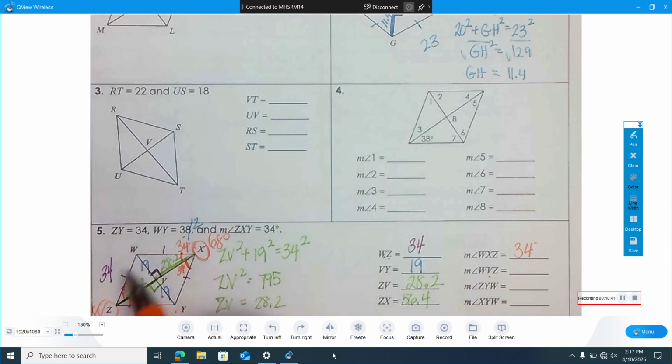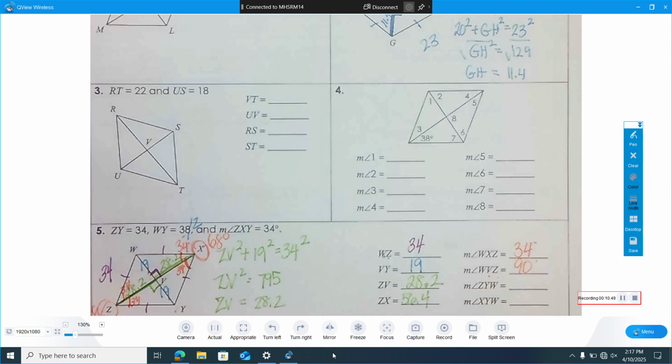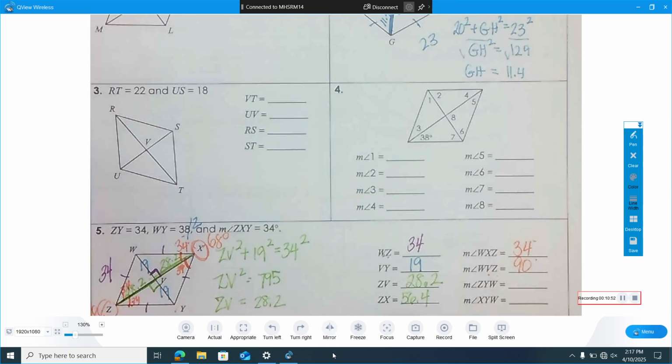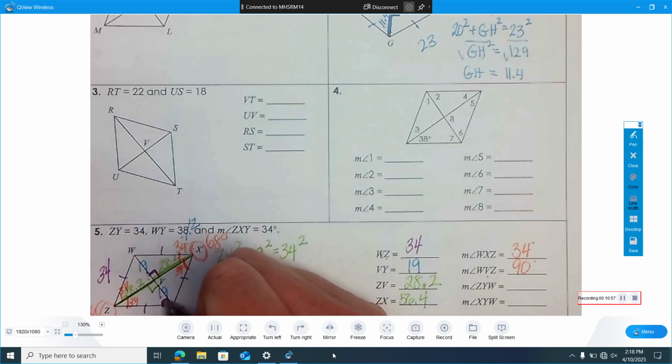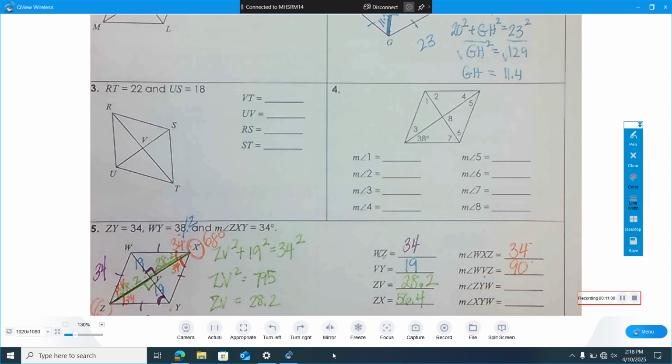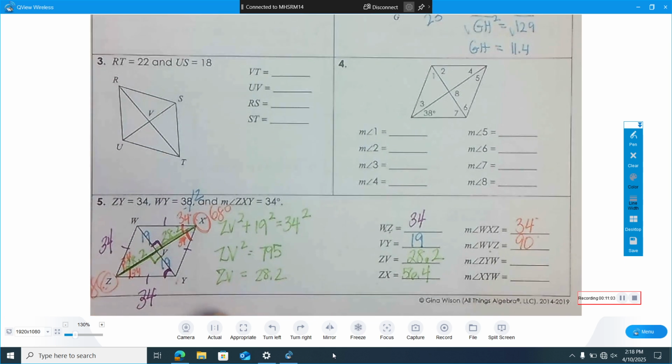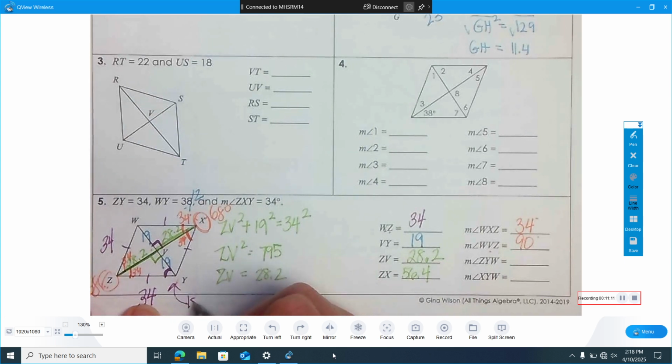WVZ. Ooh, they're right there. WVZ. Yeah, 90. That's in the middle here. So that's 90. ZYW. Ooh, we want to know this angle right here in purple. How do we figure out that little purple angle? Good. You're seeing this little triangle right here. We know that that's supposed to be 180 degrees, so we can do 180 minus the 90 minus the 34. And that gives me 56 degrees.